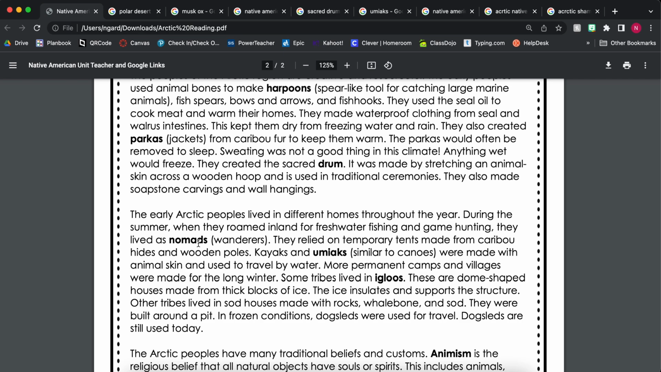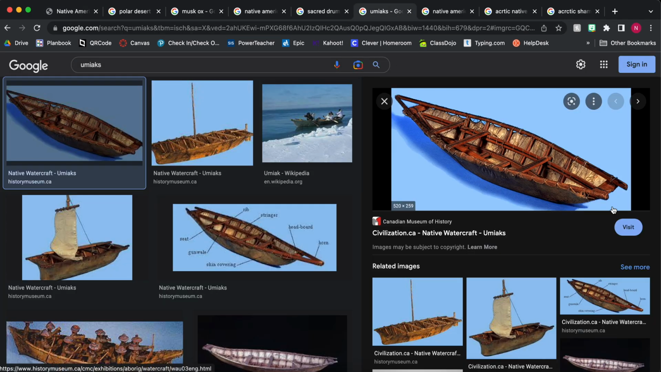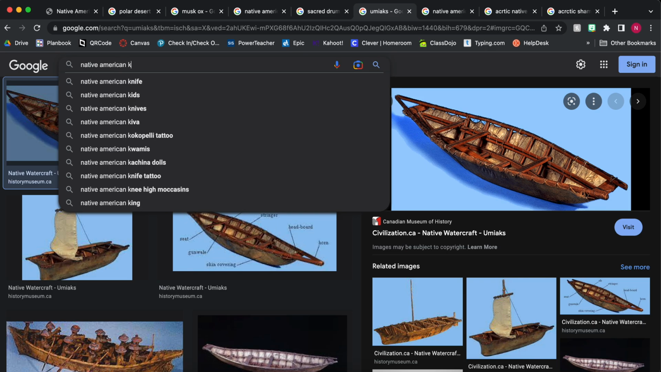And nomads just mean, we've talked about nomads before. The people of the Great Plains were also nomads, which means they didn't really have one place to live. They would move often. So these groups moved often, and they relied on temporary tents made from caribou hides and wooden poles. So it would have been really kind of similar to teepees. We've talked about this with the Inuit before, but they had kayaks and umiaks. Those are similar to canoes, and I've got a picture of those. So they kind of look like the canoes or the, let's see, Native American kayaks.